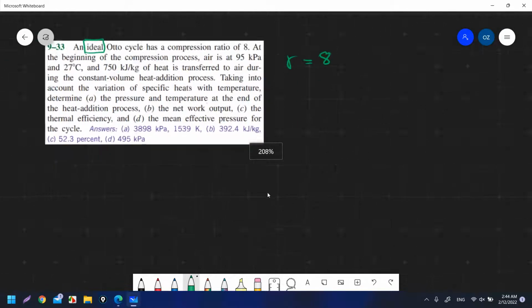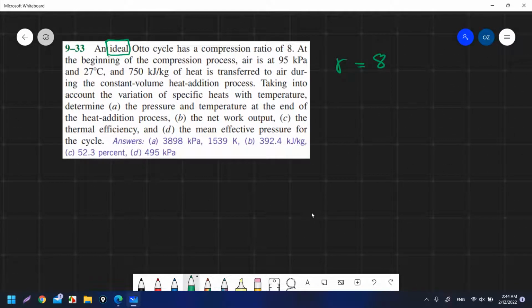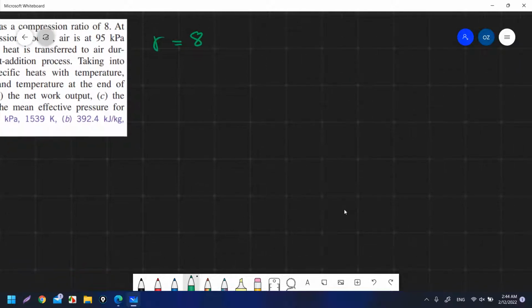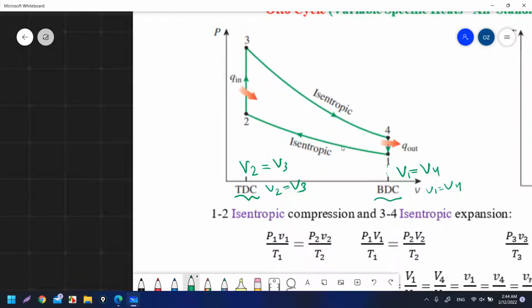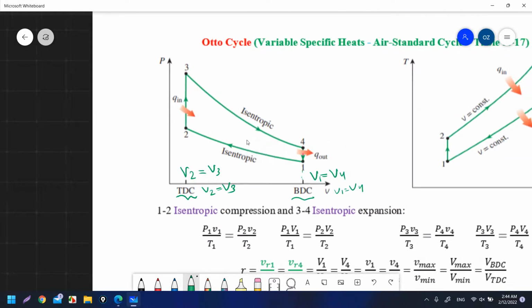r equal to 8. At the beginning of the compression process, that is a new sentence. At the beginning of the compression process, what is the compression process in the Otto cycle? The compression process is from 1 to 2. You decrease the volume from the maximum volume to the minimum volume in an isentropic compression process, from the bottom dead center to the top dead center. Isentropic means there is no heat transfer in or out, and also that the entropy is constant.